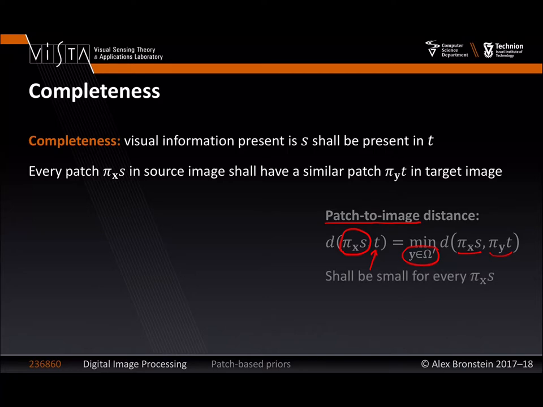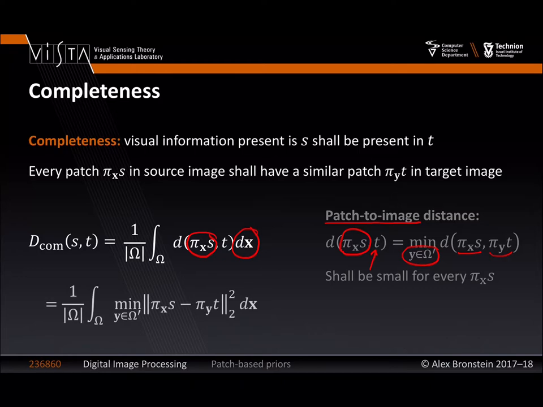So for completeness, this distance shall be small for every patch in S. Every patch I take in the source, I should find a similar patch in the target. So this distance should be small for every π_x^S. So I will just take the integral of this distance, or distance squared, it doesn't matter, and integrate over all the points in Ω, the domain of the source image. I'm taking every possible patch in the source and comparing it to all the patches in the target, and if the image is complete, this distance will be small. This is not a distance because it's not symmetric, it's not a metric, but it's some kind of discrepancy or divergence.